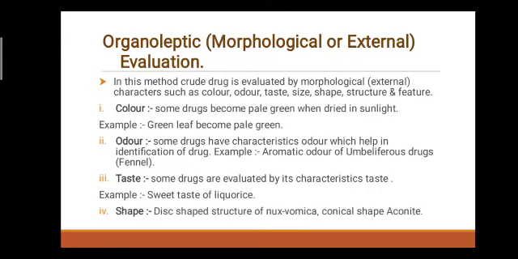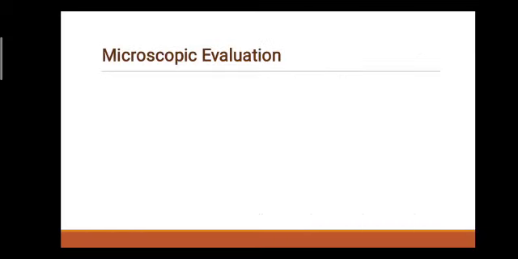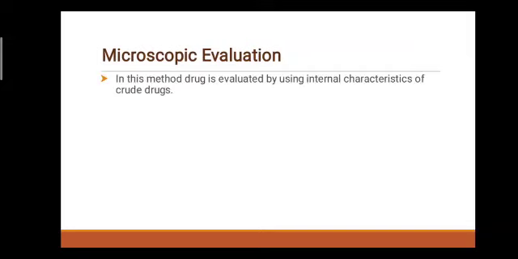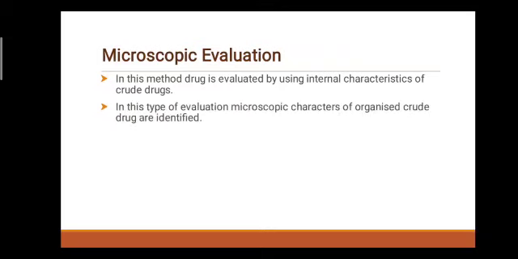Fourth, shape. Disc shape, structure of Nux vomica and conical shape of aconite. Then second method, microscopic evaluation. In this method, drug is evaluated by using internal characteristics of good drugs. In this type of evaluation, microscopic characters of organized good drugs are identified.